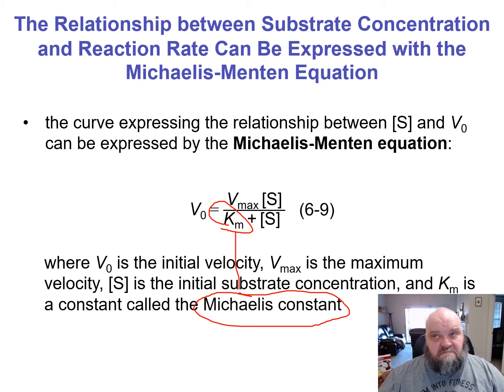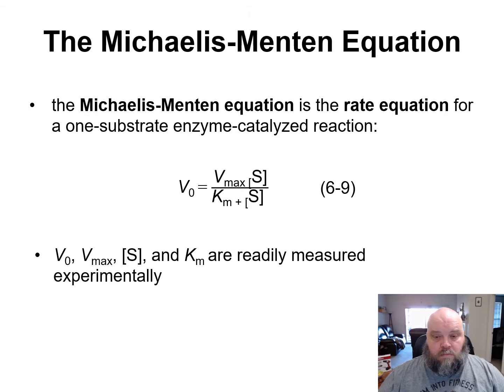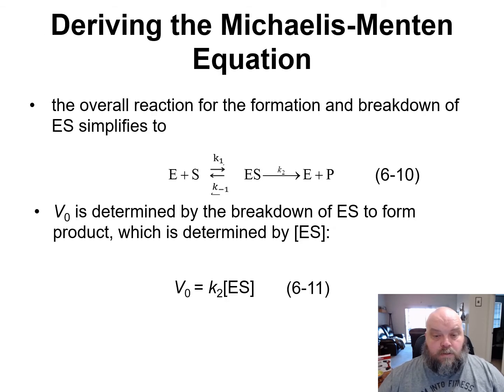All right. How do we get there? Everything here, V zero, Vmax, S, and the Km, we can all measure experimentally. These are not theoretical numbers derived from, you know, the rainbows out of a unicorn's ass, any of that type of stuff. These are actual measurements.